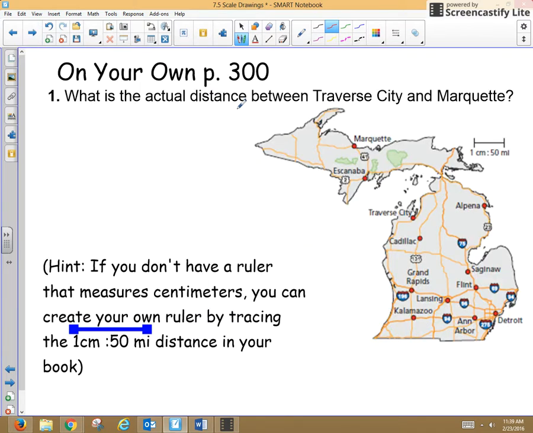I'd like you to try on your own to find the difference between Traverse City, which is here, and the city of Marquette, which is here. Now, if you don't have a ruler that measures in centimeters, you can create your own by tracing this scale factor in your book, and then go ahead and measure the distance.